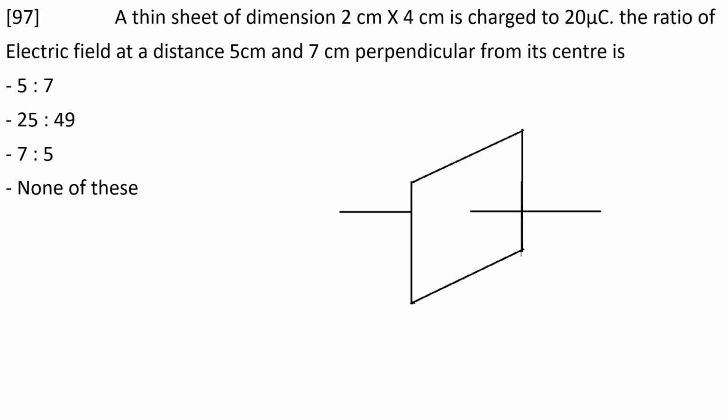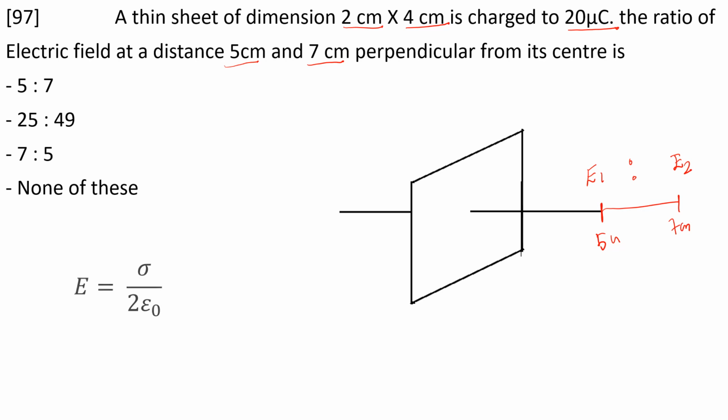A thin sheet of dimension 2 cm by 4 cm is charged to 20 microcoulomb. The ratio of electric field at a distance 5 cm and 7 cm perpendicular from its center. Now you can take this as 5 cm and somewhere here as 7 cm. Let it be E1 and at 7 cm E2. The question is, what is E1 is to E2?